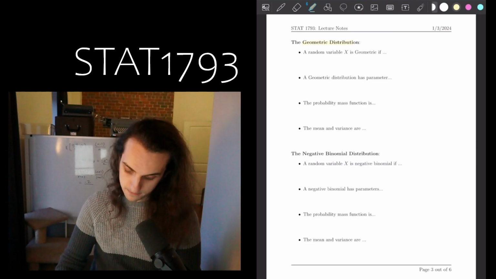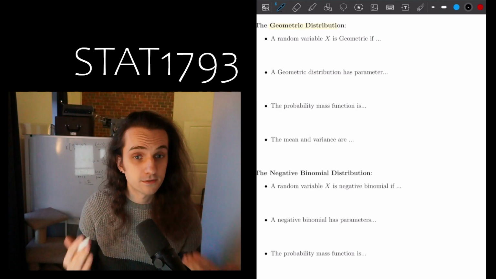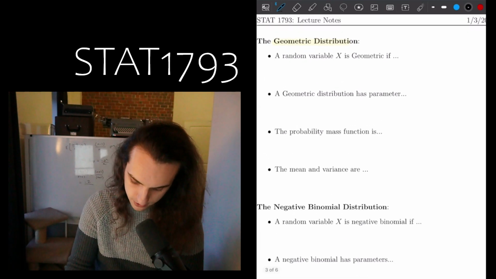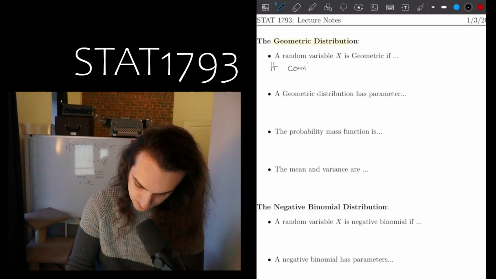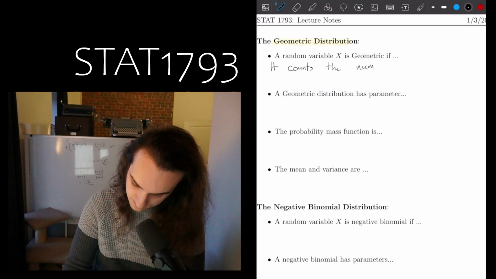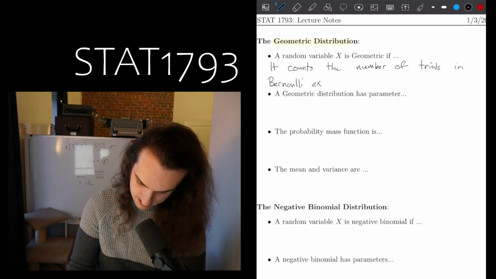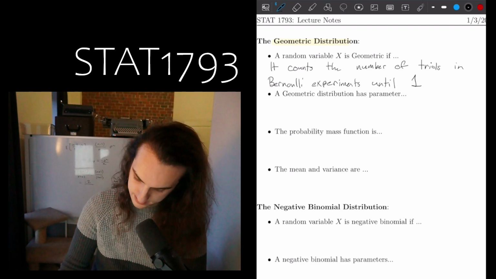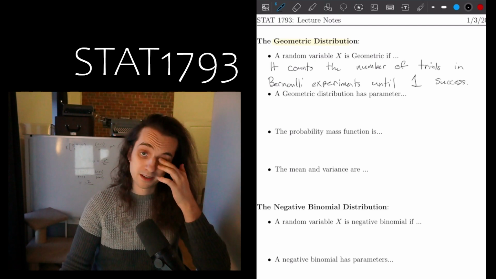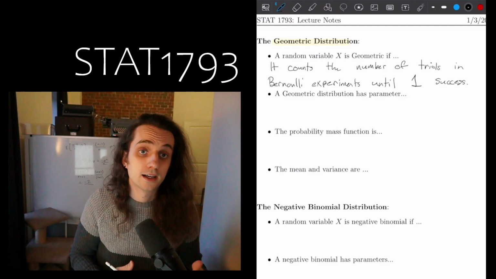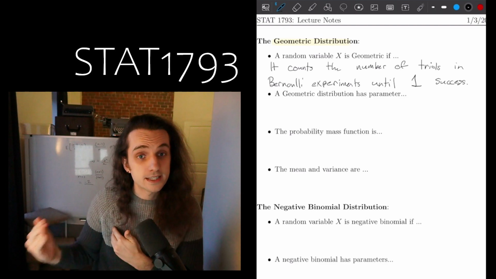It's called the geometric distribution. And the idea with the geometric is that instead of performing an experiment a fixed number of times, we're going to perform an experiment until we see a success, right? So a random variable x is geometric if it counts the number of trials in Bernoulli experiments until one success. So here, instead of knowing how many experiments we're going to perform in advance, we're thinking about there being as many trials as it takes until we see a success.